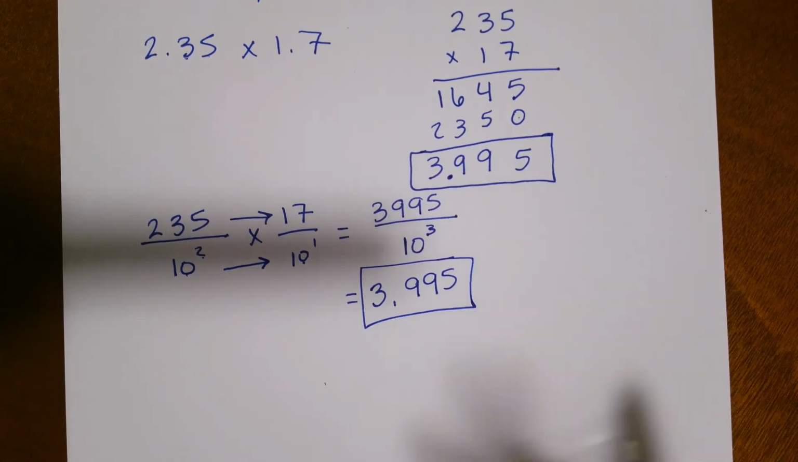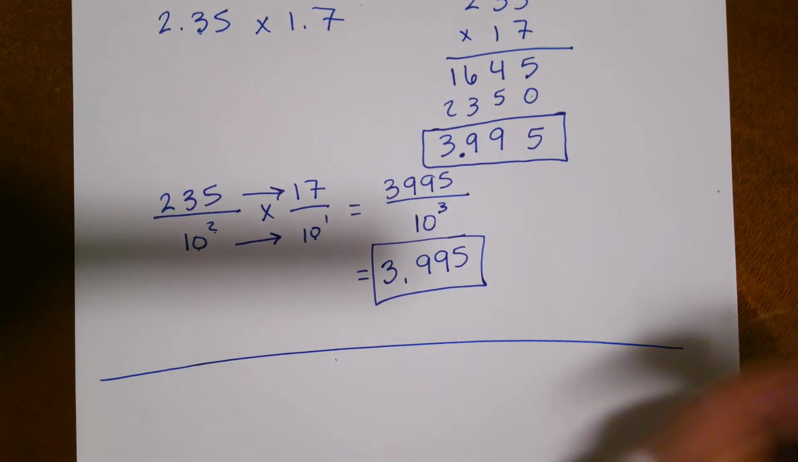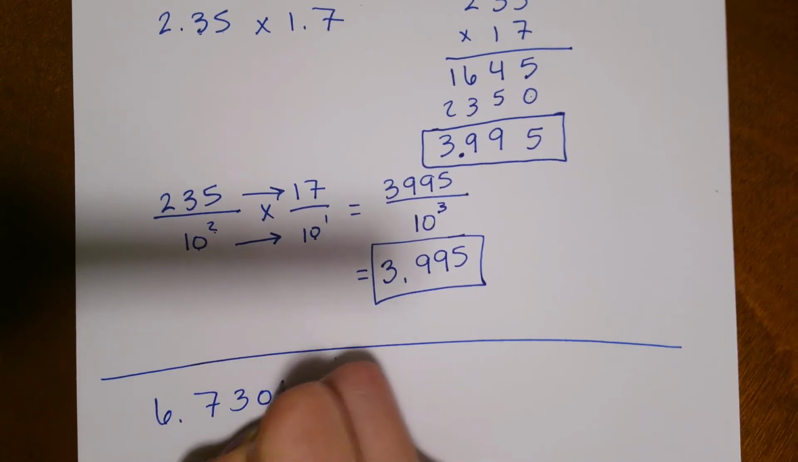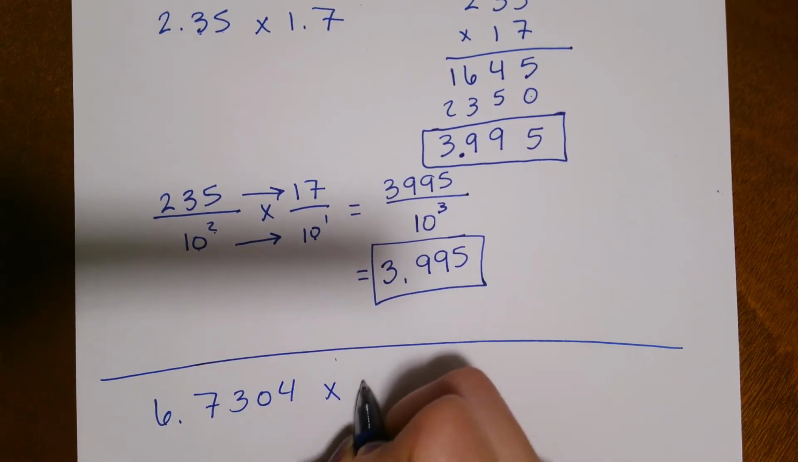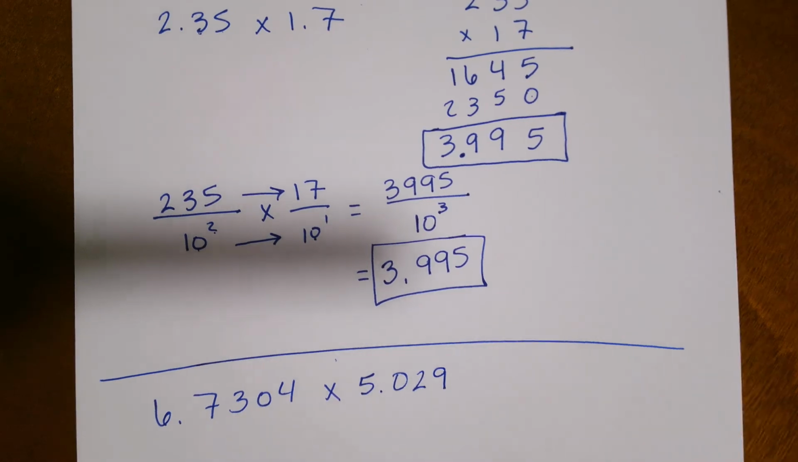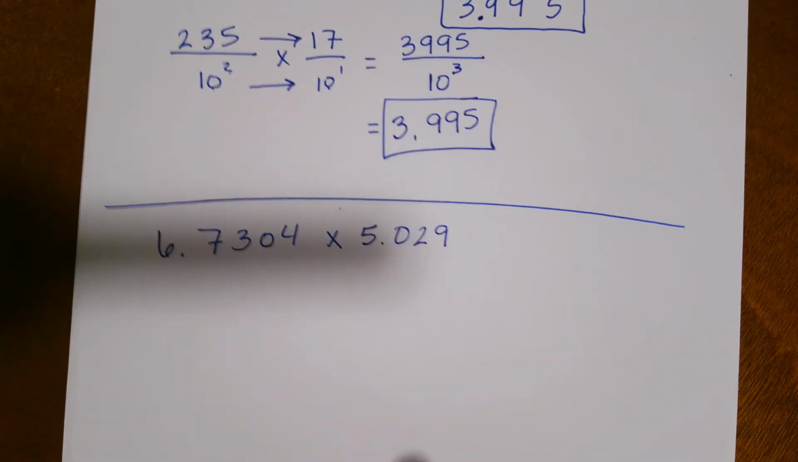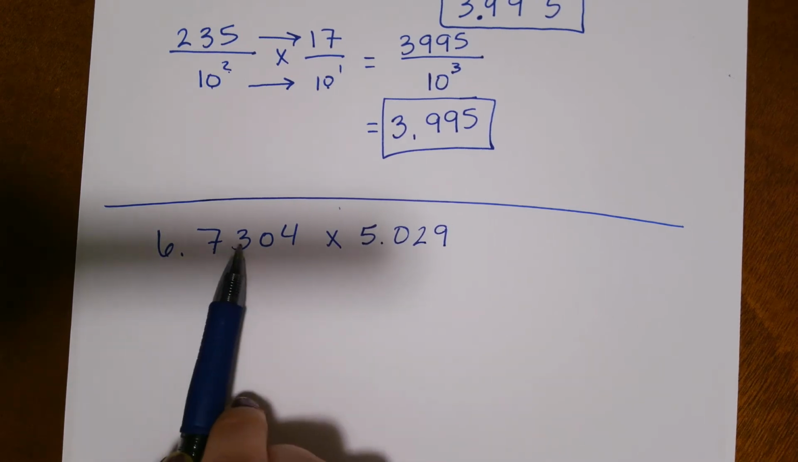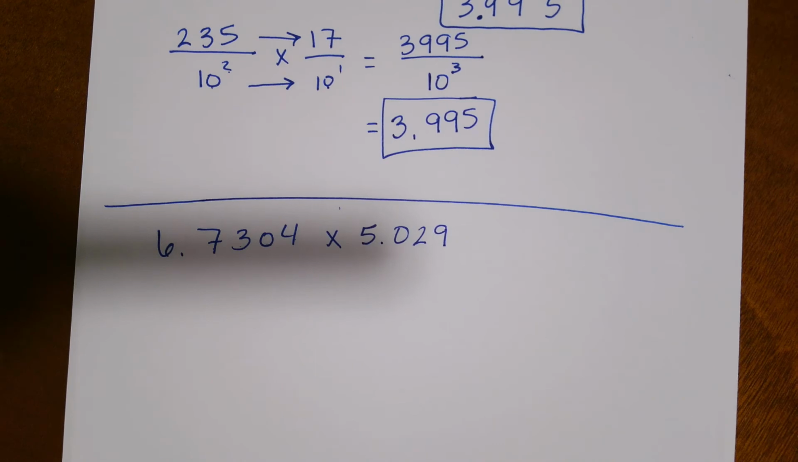So let's do one more by that token. So 6.7304 times something like that. So 6.7304 times 5.029. So before I actually multiply this, how many numbers to the right of the decimal will the solution have? All right, most likely you just count it up. 1, 2, 3, 4, 5, 6, 7. We know the solution will have 7. Could you explain it, though?